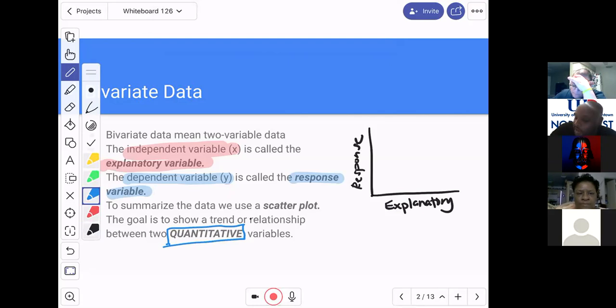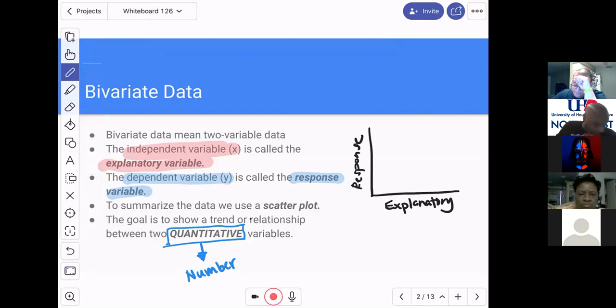Quantitative variables mean that they have to be what again? What does quantitative mean? Your numbers. It has to be a number. So we only deal with numbers here, all right? Now we're going to plot those values to look at them, okay? So let's take this from an example standpoint, and we're going to go with this through Excel. And anytime you do regression, you're going to do a lot of it in Excel.